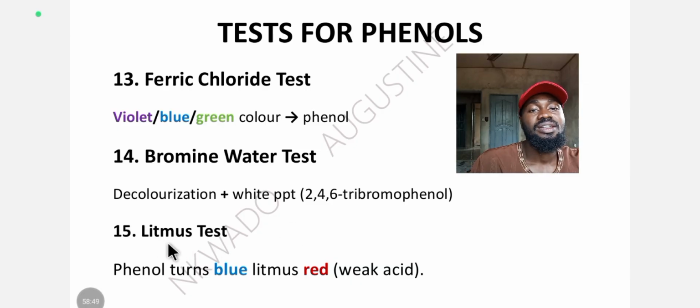The next we have here is 15, the litmus test. The litmus test is also used to confirm the presence or absence of phenol. Phenol turns blue litmus paper red, because it is a weak acid. So you are going to notice that the red is going to be a faded red.